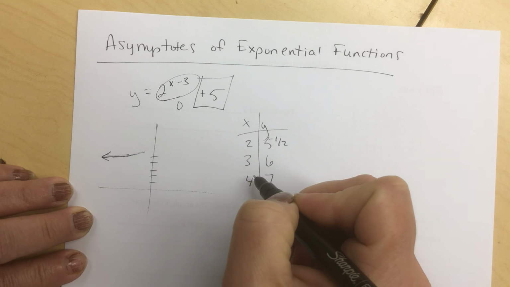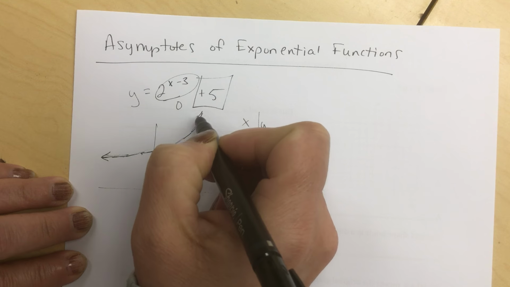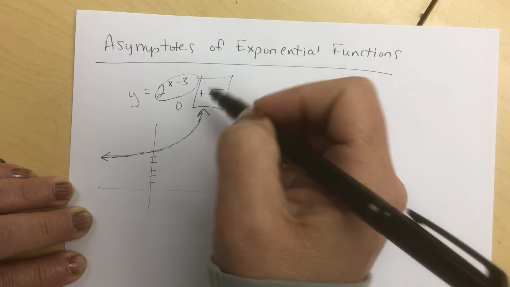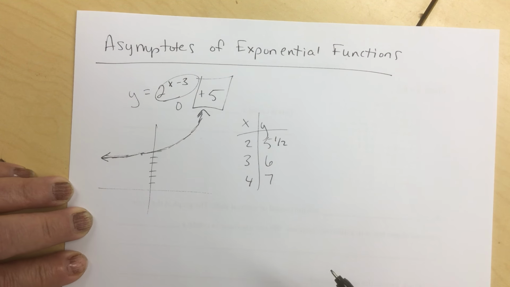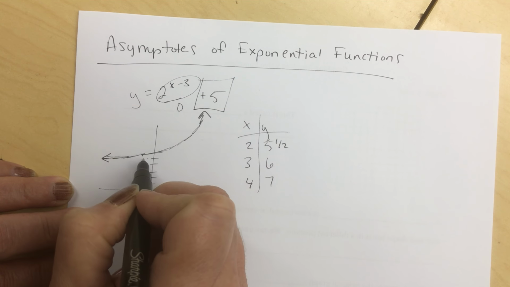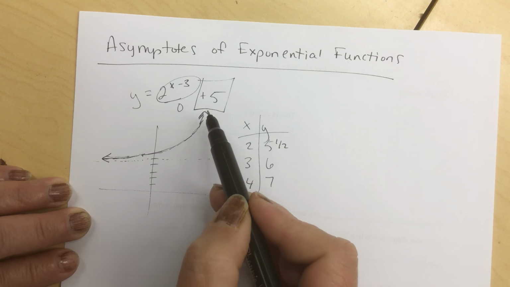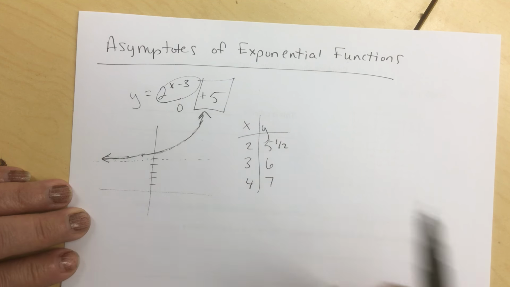Everything on the right-hand side of 3 is going to get really steep. Okay? It's going to go through there. It's going to be really, really steep. Everything on the left side of 3 is going to level off, but it's going to level off toward 5, toward y equals 5. So this number out on the end is your asymptote.